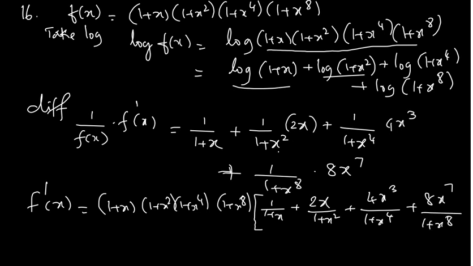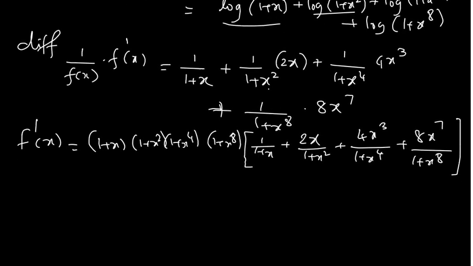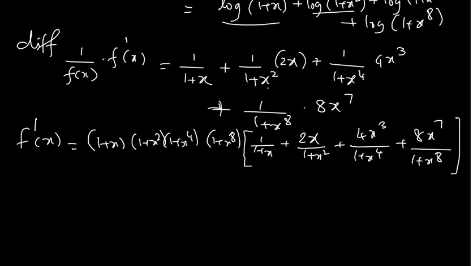If you want, you can simplify, but I think this is sufficient, because what we want is to find out f dash 1. So f dash 1, what do we mean by f dash 1? We have to substitute 1 wherever x is there. So that becomes 2, and this is also 2, this is also 2, this is also 2.